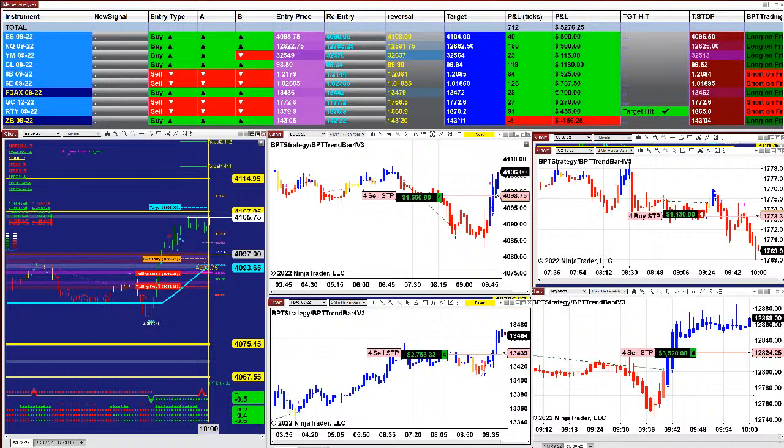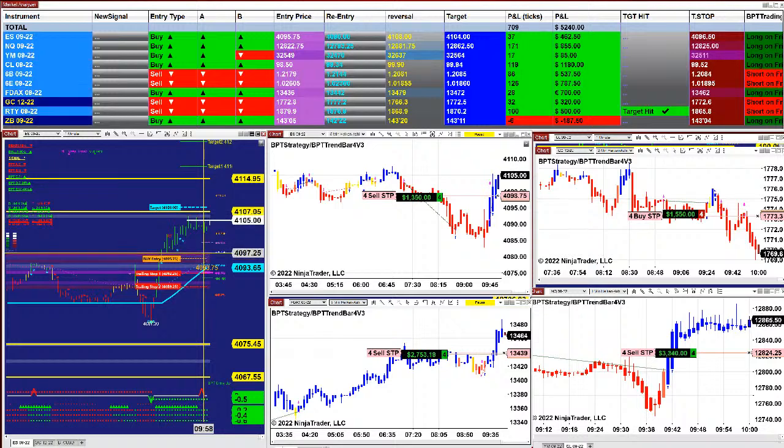The re-entry point on the ES long is 4097. If you want to do it on a sim, we're not responsible for your trade. This is a re-entry point for the long ES. For the ones in the trade, if this market is able to cross the 4107, we climb into the 4114. So keep your eye on it.